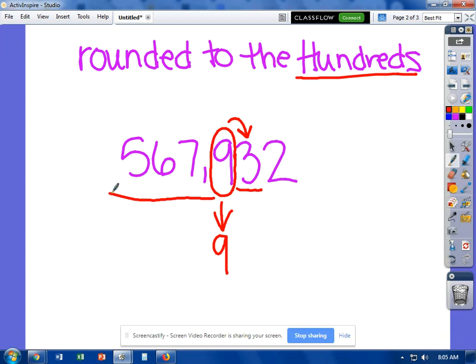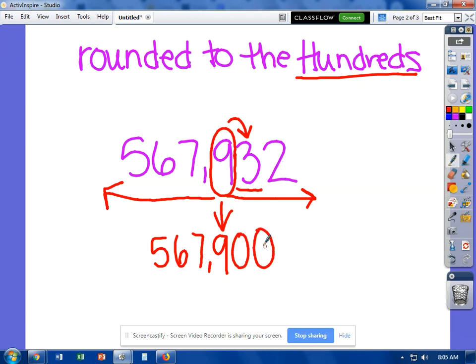Everything in front of our circled number is going to stay the same. It's not going to change at all. So our 7 is going to drop, our 6 is going to drop, and our 5 is going to drop. Everything behind my circled number is going to turn to a 0. I have 2 numbers behind my circled number, so I need 2 zeros. And here is my final answer to what 567,932 is rounded to the nearest hundred.